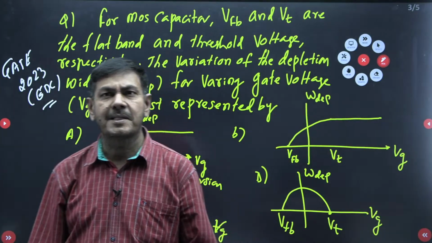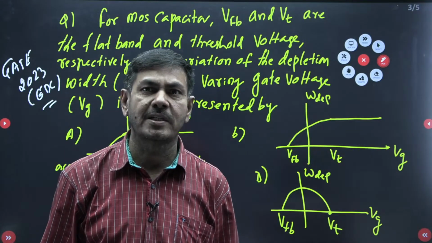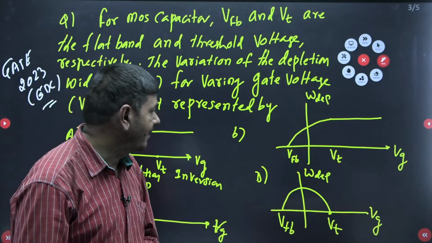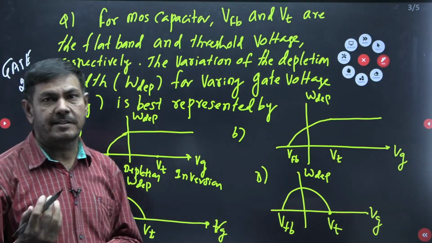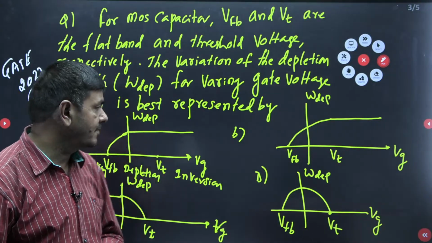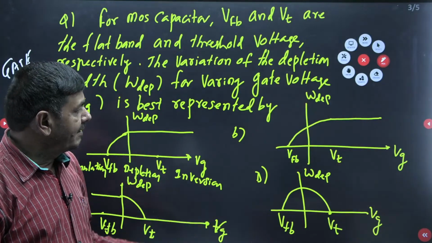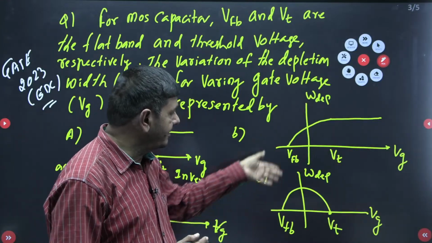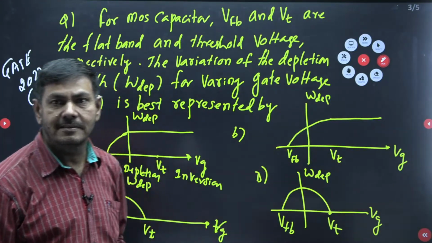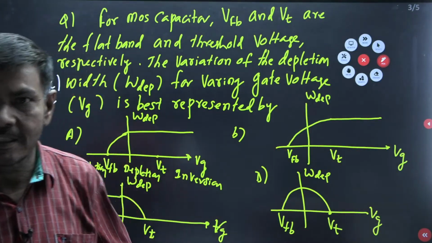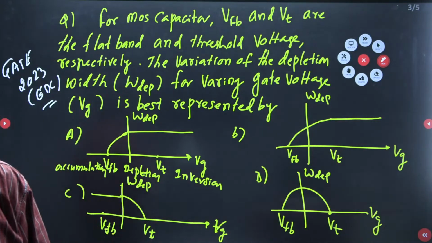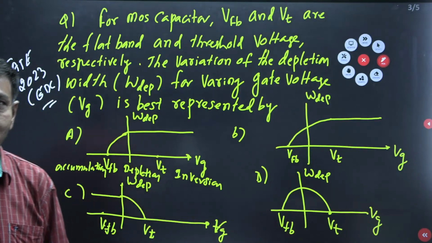I will just pass on the required information. The students only need to understand easily. I will not go into much depth here. But the question is from the MOSFET, which everybody knows. The W_DEP and VG diagram is given here. Yes, all of that I am doing now.